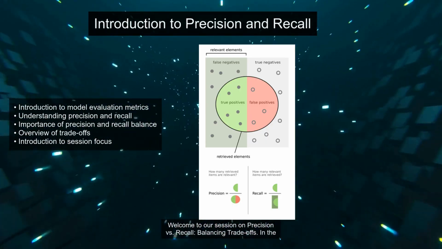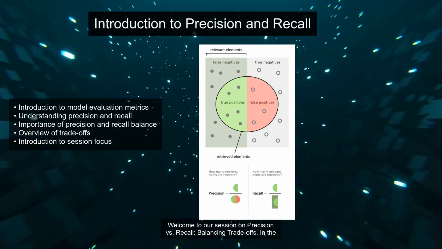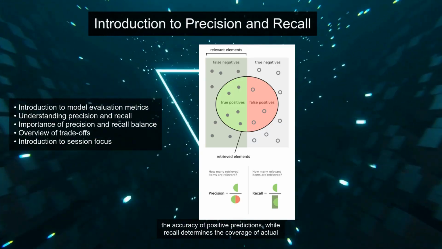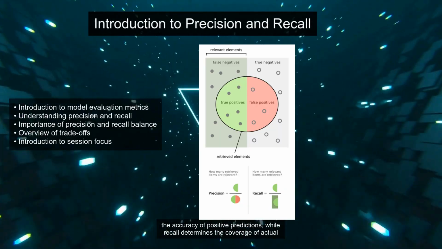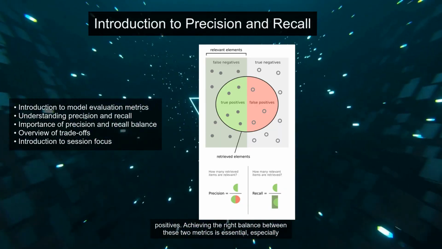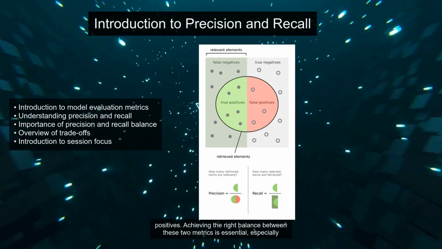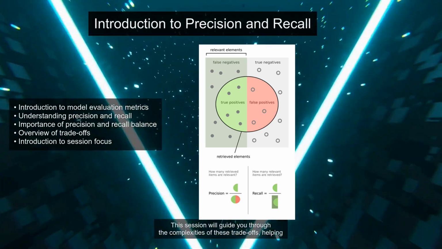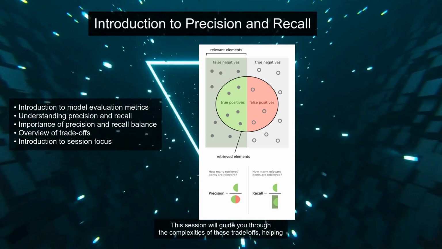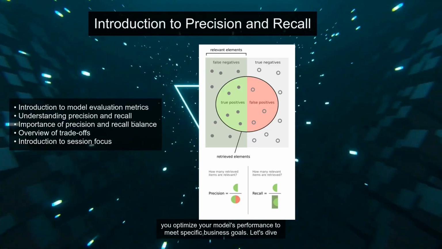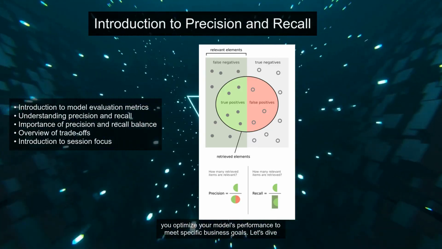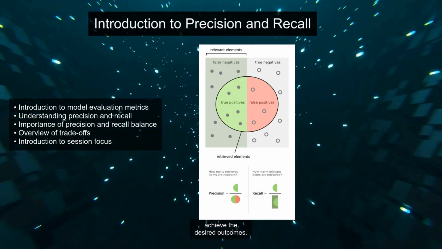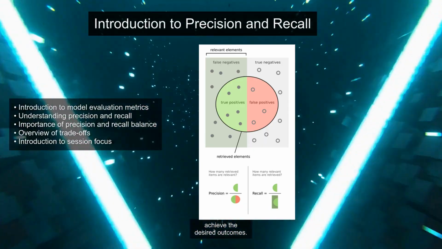Welcome to our session on precision versus recall, balancing trade-offs. In the realm of model evaluation, understanding precision and recall is paramount. Precision measures the accuracy of positive predictions, while recall determines the coverage of actual positives. Achieving the right balance between these two metrics is essential, especially when dealing with environments where different types of errors bear varying consequences. This session will guide you through the complexities of these trade-offs, helping you optimize your model's performance to meet specific business goals. Let's dive in and explore how precision and recall can be strategically managed to achieve the desired outcomes.